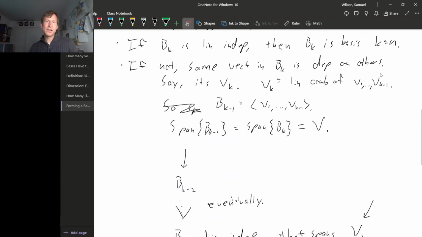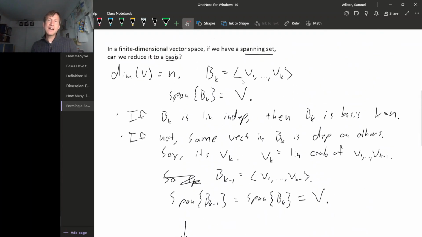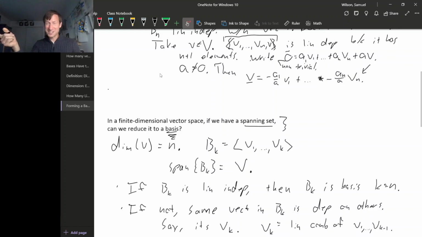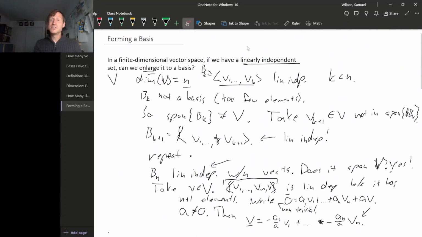So the upshot of all of this is, if you have a spanning set that's too big, you can cut it down to a basis just by throwing away redundant vectors until they're linearly independent. And if you have a linearly independent set that's too small, you can make it bigger to get a basis. Right, so always, if you're dealing with a finite dimensional vector space, you can always get a basis somehow. That's the idea.